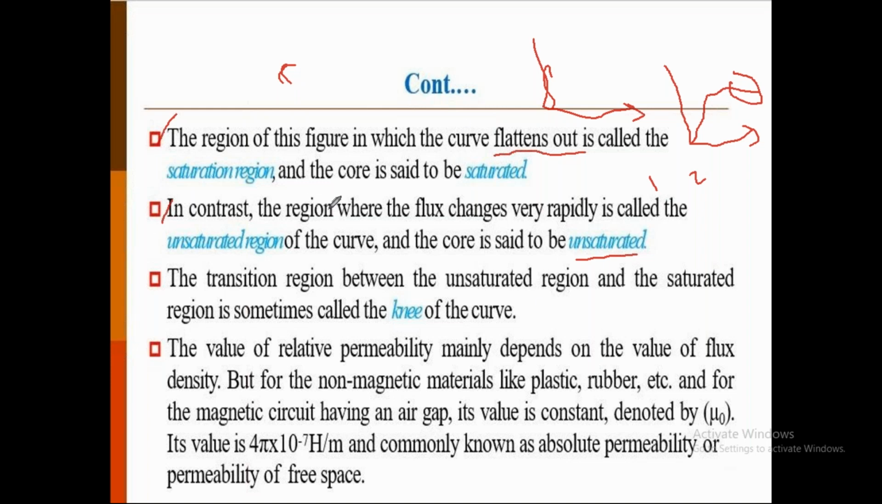Now, how this type of three regions forms, why the graph comes like this, it completely depends on mu, that is the permeability of the material.